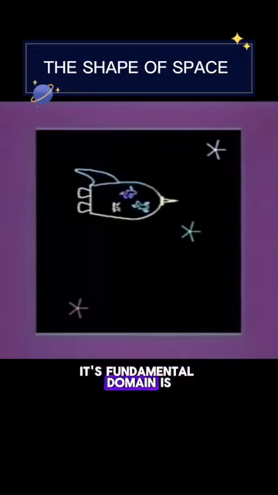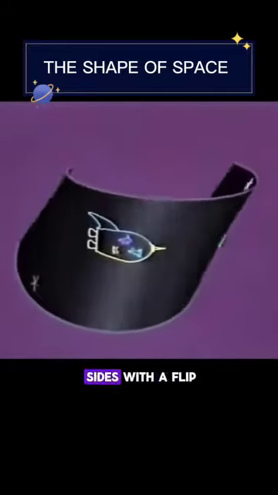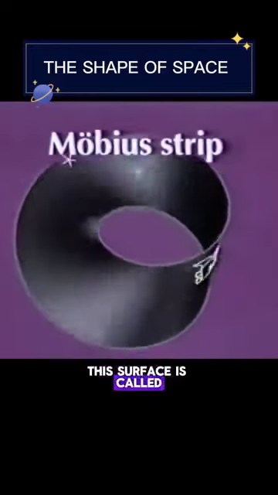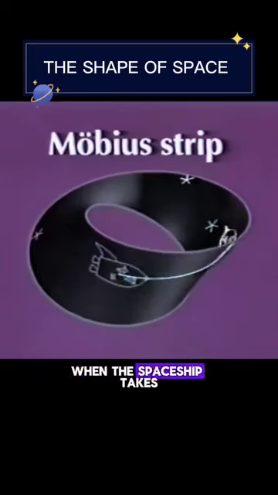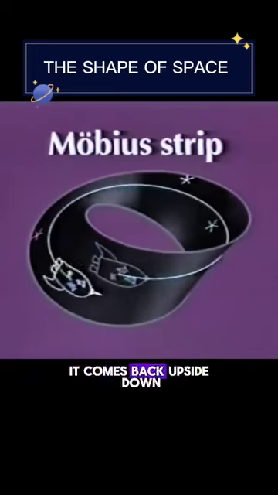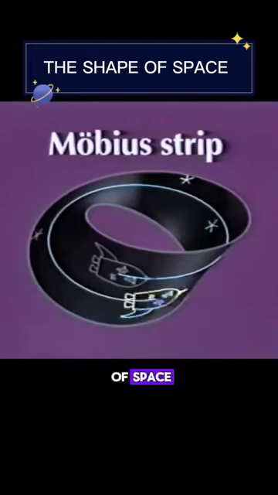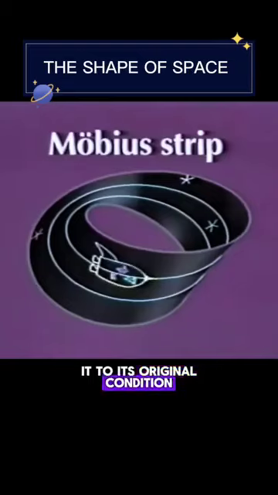Its fundamental domain is again a square. This time we glue the left and right sides with a flip. This surface is called a Möbius strip. When the spaceship takes a trip around, it comes back upside down. The flip makes a difference in the shape of space. A second trip restores it to its original condition.